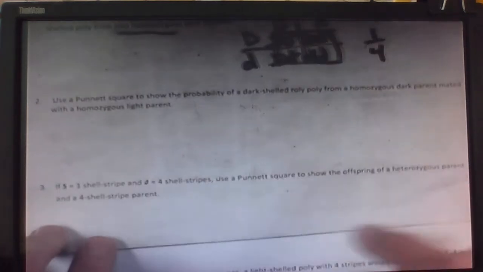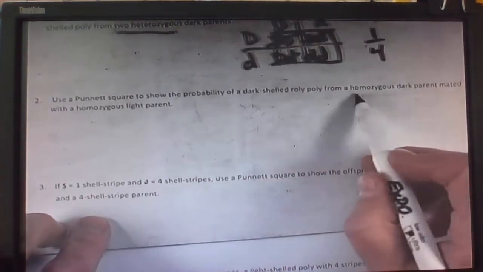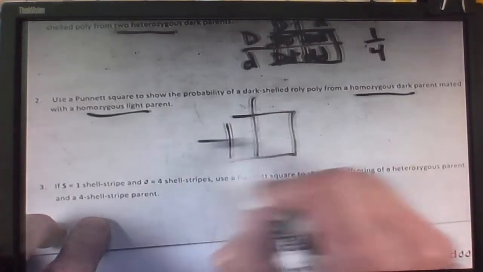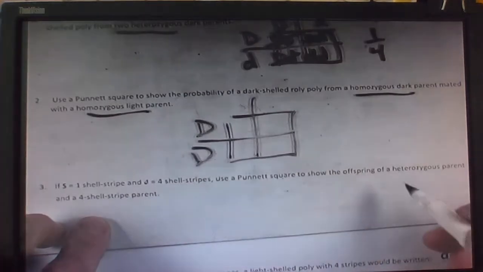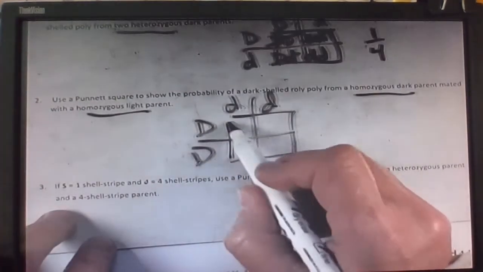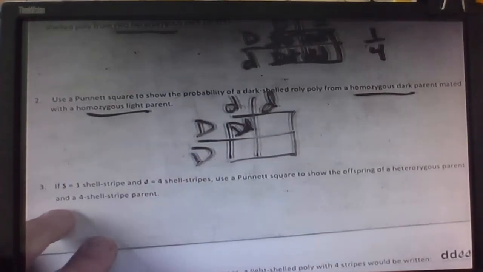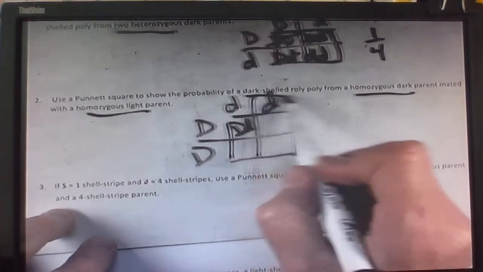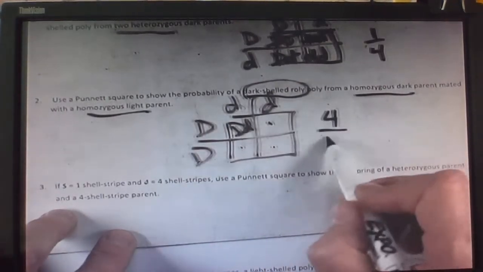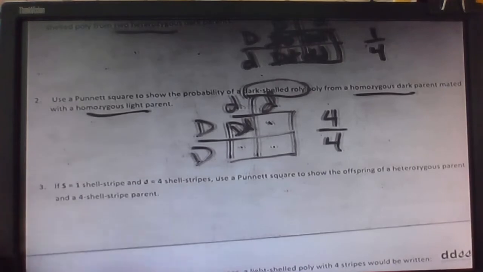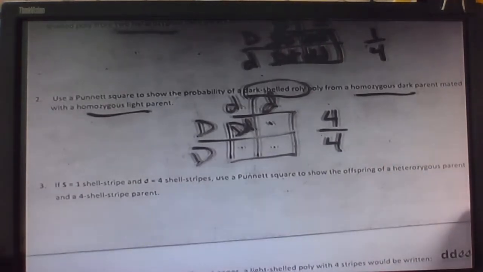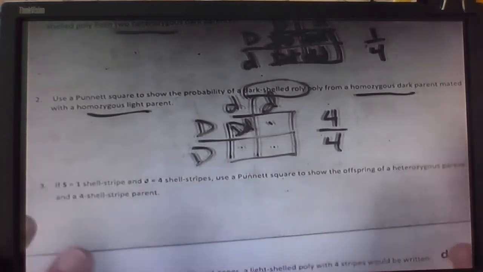All right, Punnett square to show the probability of a dark-shelled roly-poly from a homozygous dark parent mated with a homozygous light parent. So, homozygous dark, homozygous means the same, homozygous light, homozygous means the same. I know every single one of them are going to be capital D, lowercase d. So we want the probability of a dark-shelled roly-poly. All 4 of them are dark. Out of 4, that gives us a 1, which is fine too. But leaving it in the fraction form is 4 out of 4. If you went ahead and put it as a 1, it's okay.